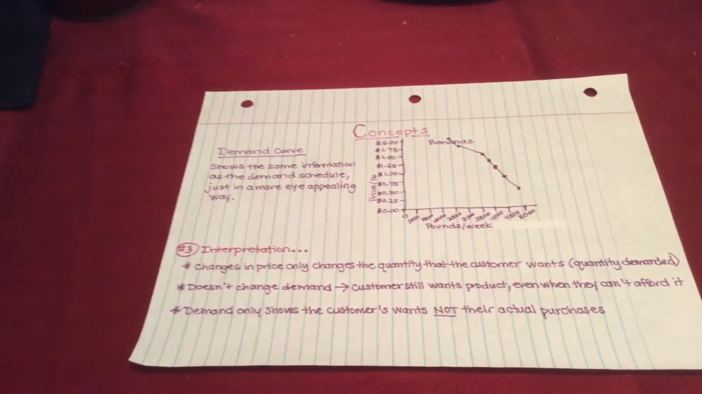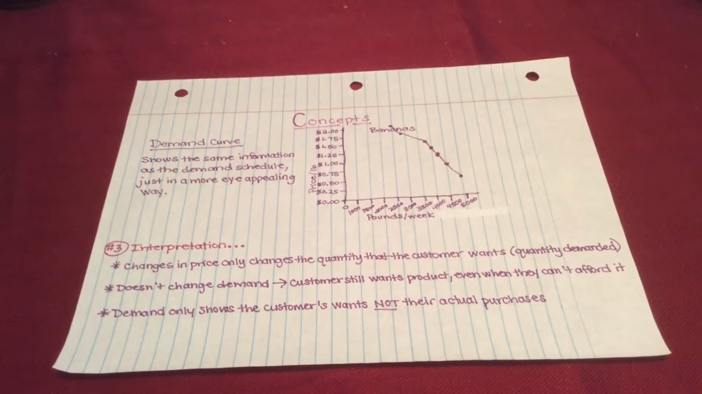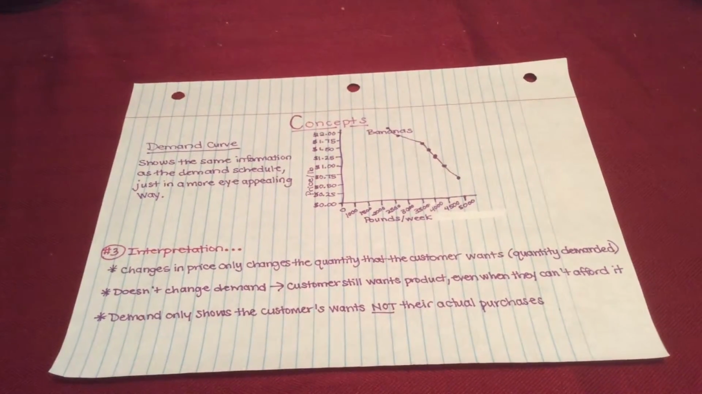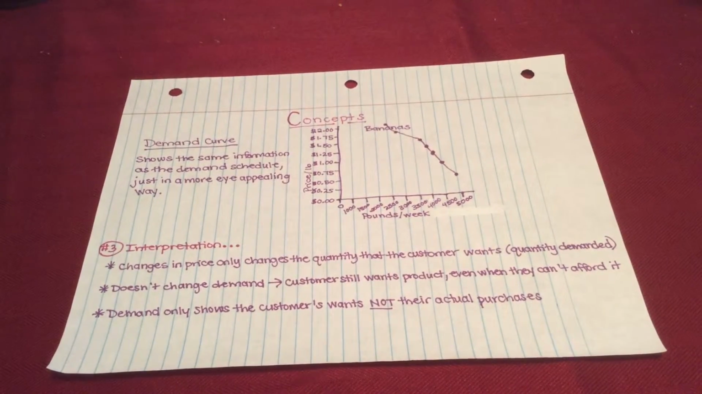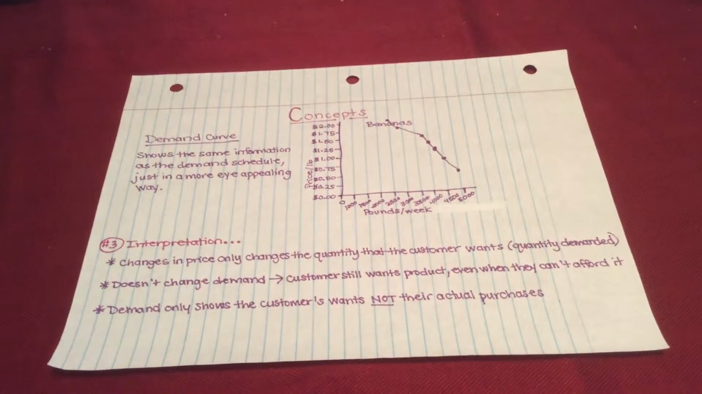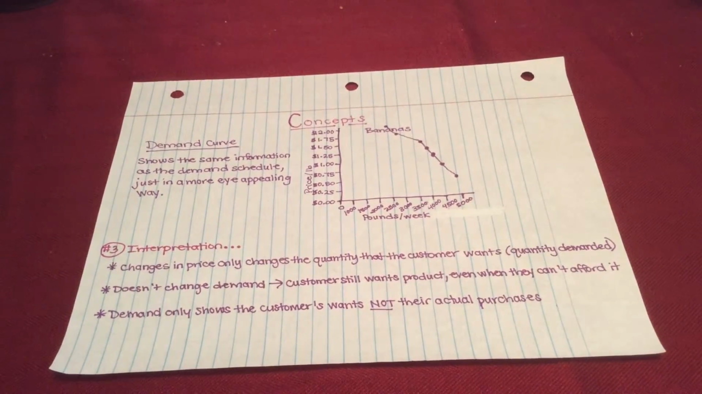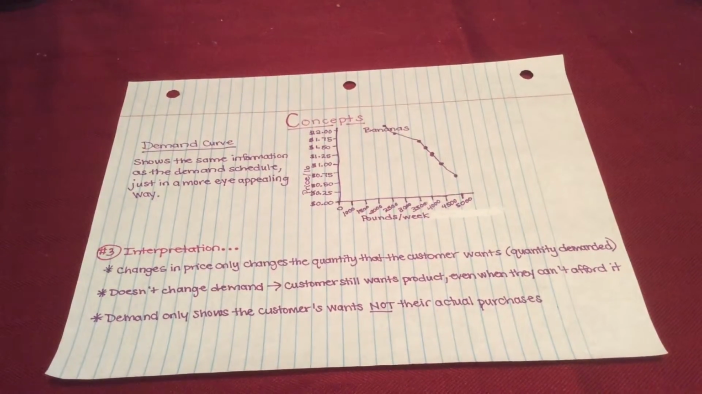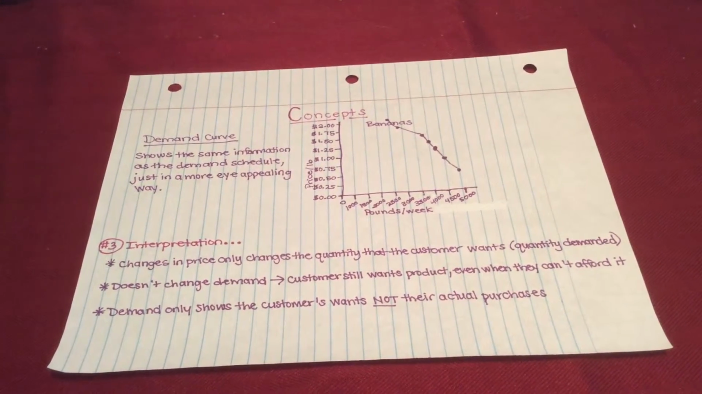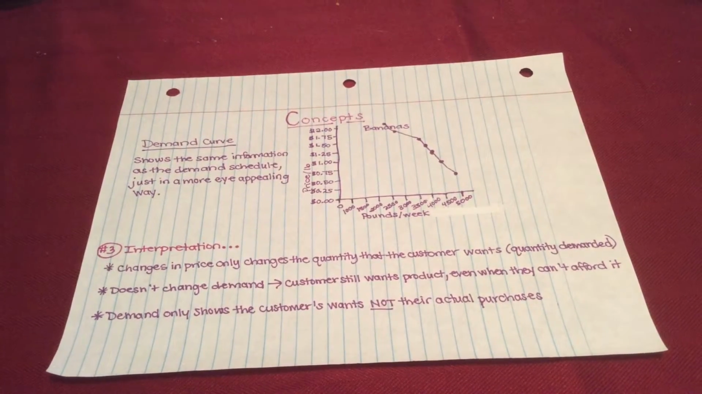So we're going to continue on and look at our demand curve. This is the last part of our concepts. The demand curve shows the same information as the demand schedule, just in a little bit easier way to understand. You can look at the graph on the right side of the page at the top, and you can see how as the price increases, the quantity demanded is decreasing.